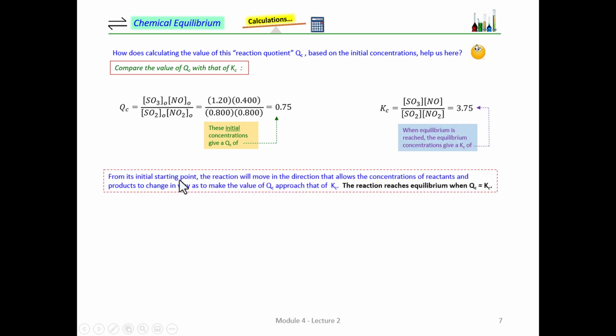So from its initial starting point, these initial concentrations, the reaction will move in the direction that allows the concentrations of reactants and products to change in such a way as to make the value of QC approach that of KC. The reaction reaches equilibrium when QC equals KC. All right, let me re-emphasize this. And you might ask, how could the value of QC, which we calculated here, change?